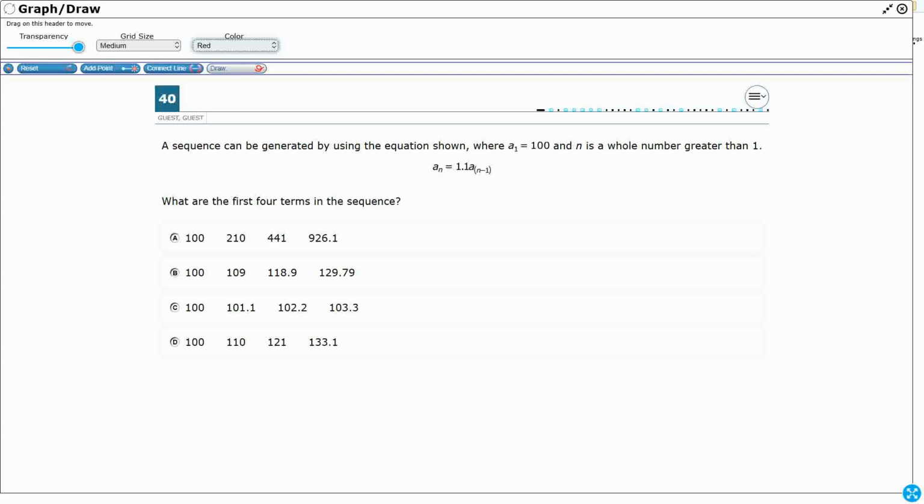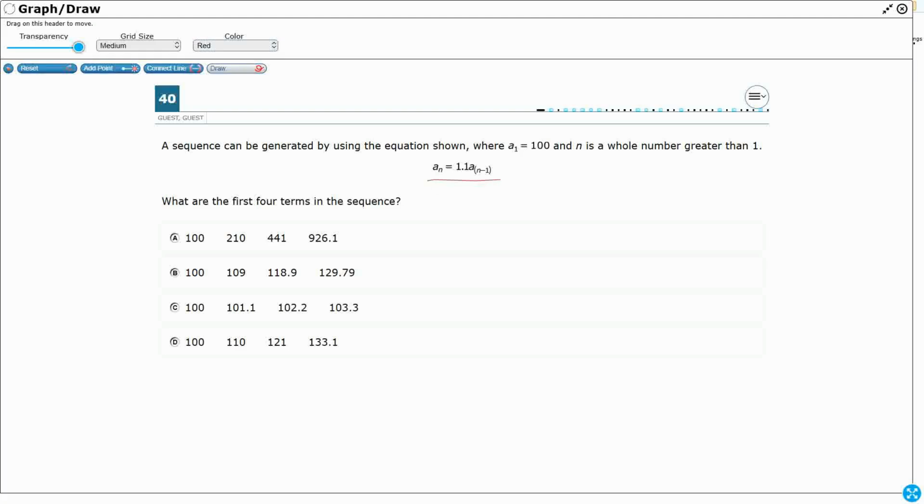All right, so we have a recursive sequence here, and we've got the equation already given to us. Sometimes they'll give us the terms and ask us to generate the equation, but here they actually give us the equation and they want us to generate the terms. Now, what do we know about this?